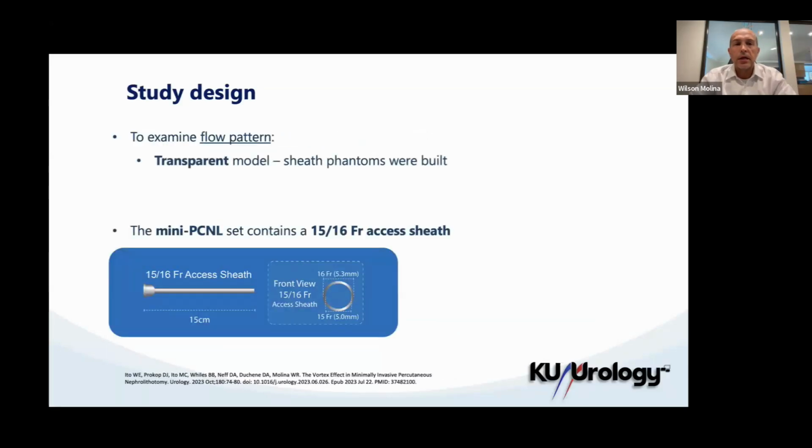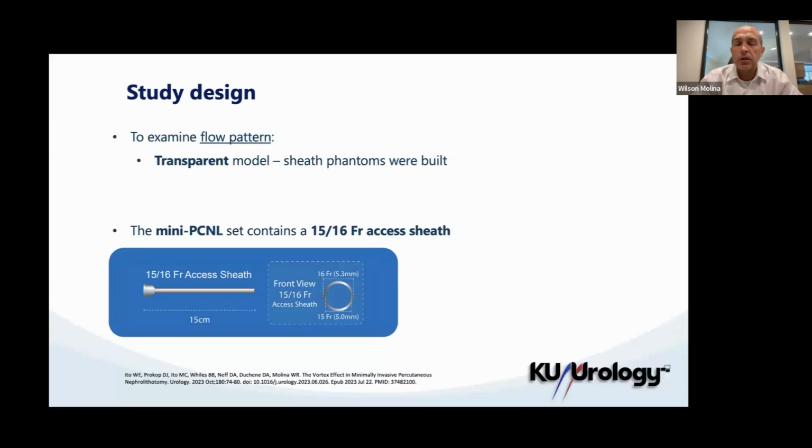What we did was design a model with the same geometry as the mini perk set from Karl Storz, with a 15-16 French access sheath and a 12-point French nephroscope. We built it in a transparent model using acrylic. It was not glass, it was another type of material, but we could see inside.